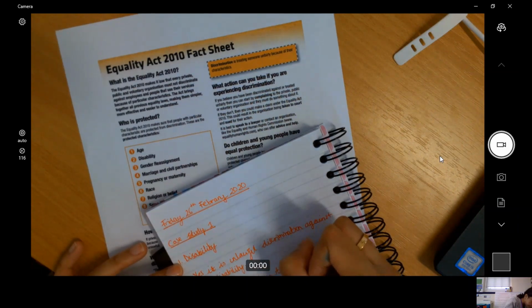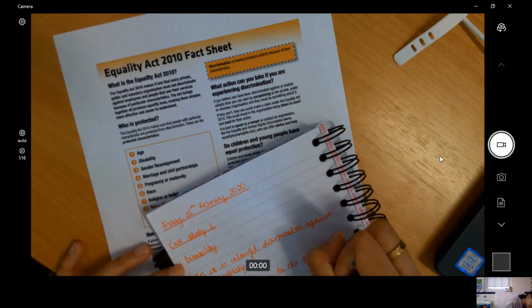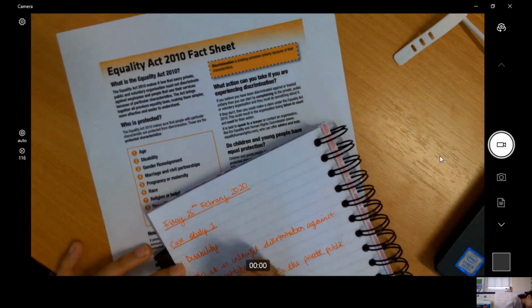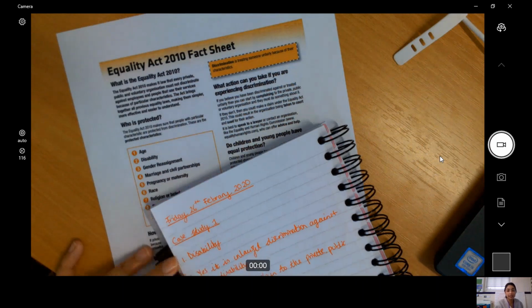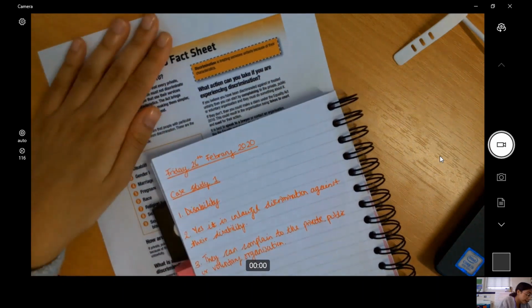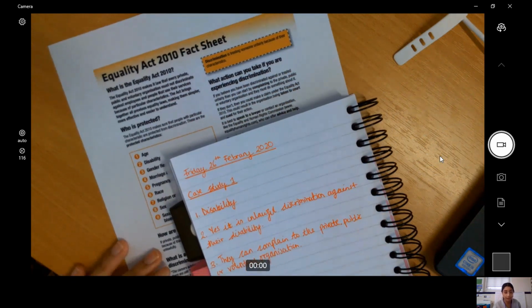to the private, public or voluntary organisation, full stop. Okay, and this organisation actually must do something about it. Then we have, if they don't, then you can make a claim under the Equality Act 2010, and this could result in the organisation being taken to court and sued for their action. So this is another type of action a person could take.